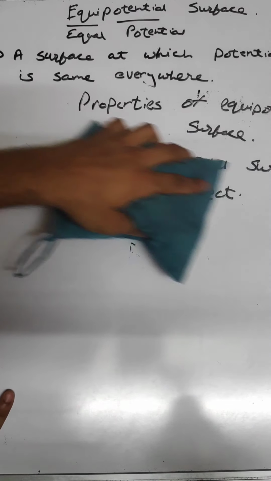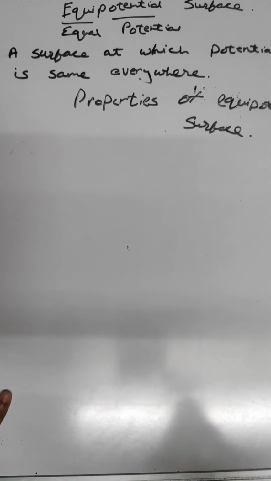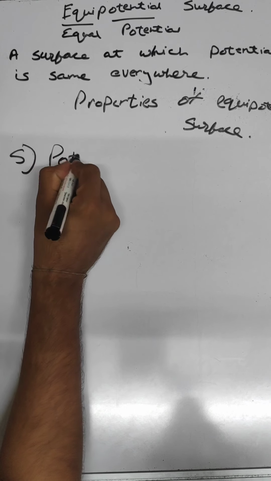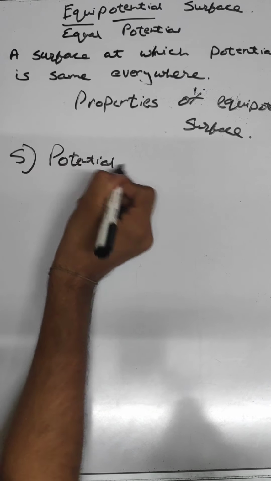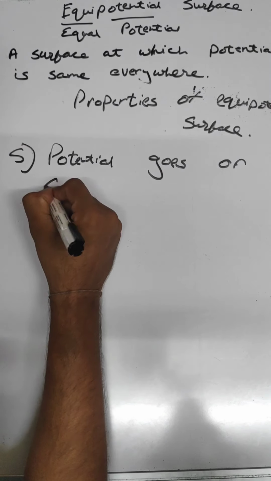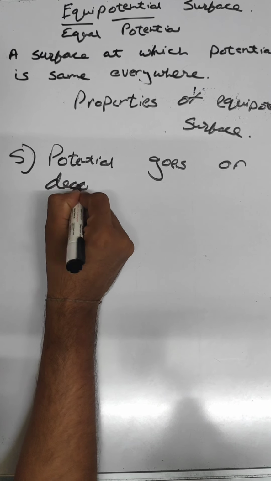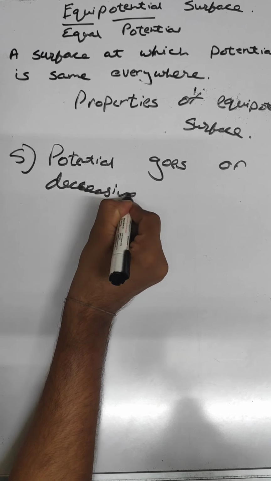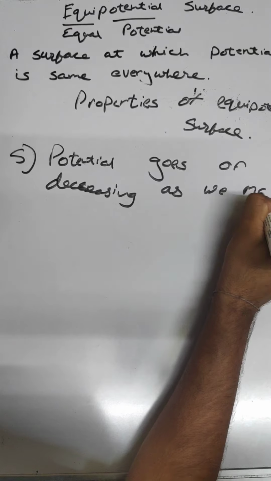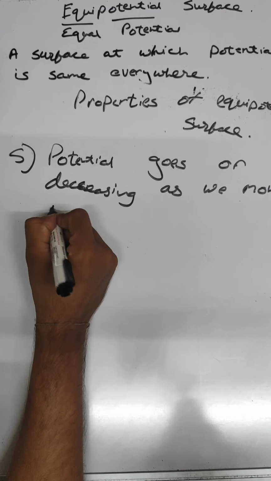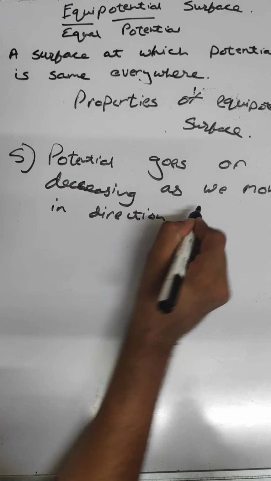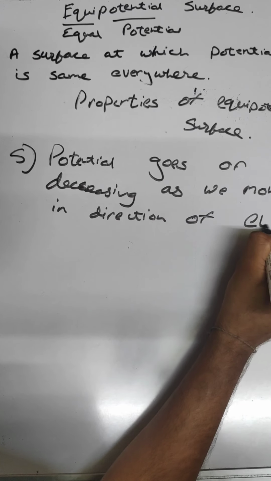Now we can say potential goes on decreasing as we move in the direction of electric field.